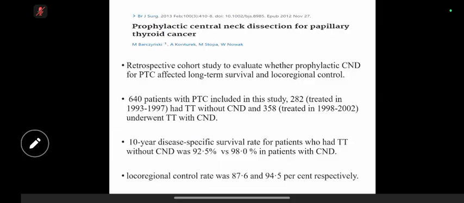So, in this article by Brzezinski et al., prophylactic central neck dissection for papillary thyroid cancer, it was a retrospective cohort study to evaluate whether prophylactic central neck dissection for PTC affected long-term survival and loco-regional control. 640 patients were included, and 282 had total thyroidectomy without CND, and 350 had total thyroidectomy with central neck dissection. The 10-year disease-specific survival rate for patients who had total thyroidectomy without CND was 92.5% versus 98% with CND. Locoregional control was also better in patients who had total thyroidectomy with central neck dissection. It was 94.5%.